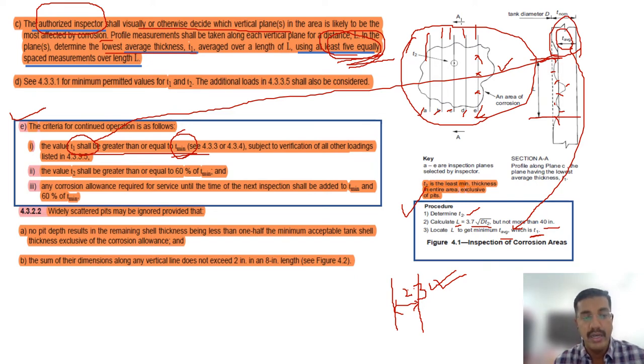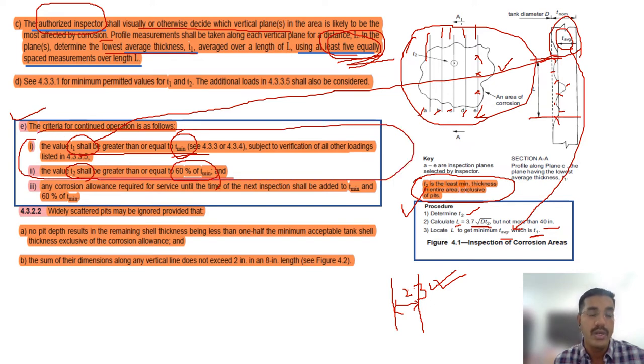Second clause, what is that? The value T2 shall be greater than or equal to 60% of the T minimum. T2 is the least minimum thickness in the entire area. The least minimum thickness, however much it came, should be at least 60% of the T minimum. Let's say we found some places it is less, but it should not go below 60% of the T minimum. These two clauses they usually ask in the closed book or open book, so you have to remember this one. This is regarding the shell plate evaluation.